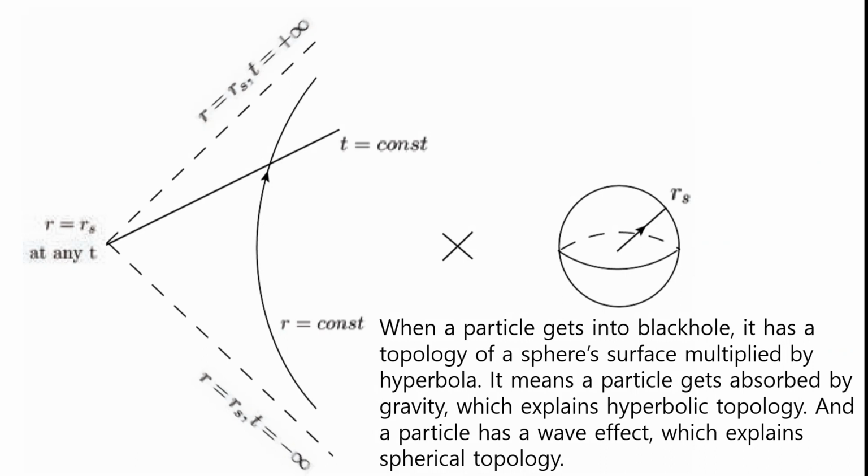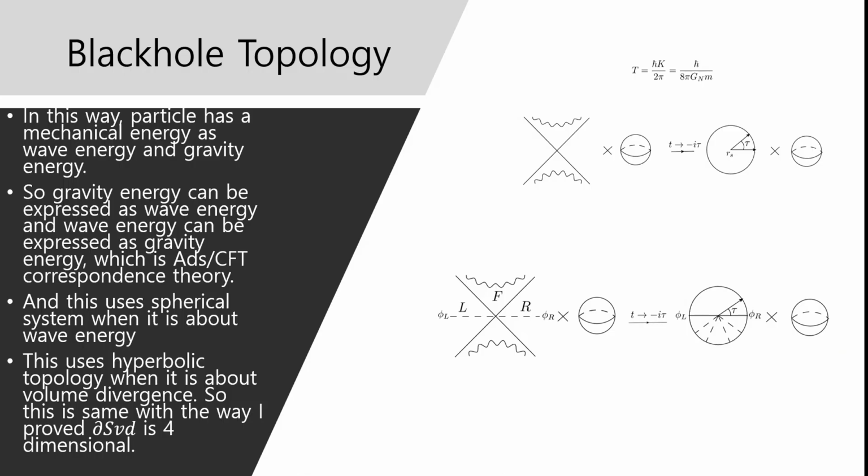It means a particle gets absorbed by gravity, which explains hyperbolic topology, and a particle has a wave effect, which explains spherical topology. In this way, a particle has mechanical energy as wave energy and gravity energy. So gravity energy can be expressed as wave energy, and wave energy can be expressed as gravity energy, which is AdS/CFT correspondence theory. And this uses a spherical system when it is about wave energy. This uses hyperbolic topology when it is about volume divergence. So this is the same as the way I proved S3D is 4-dimensional.